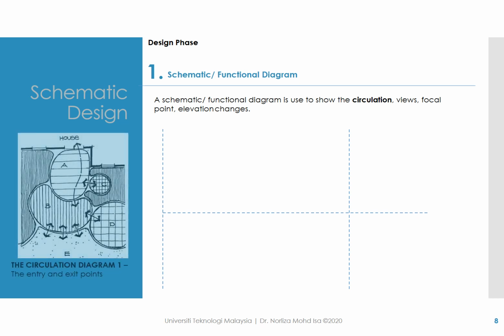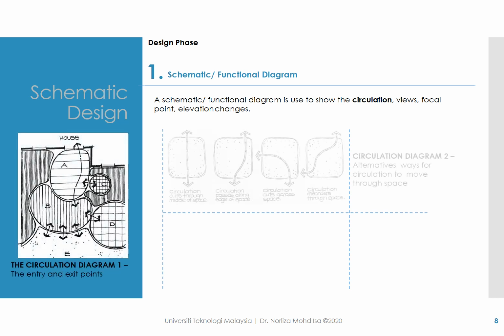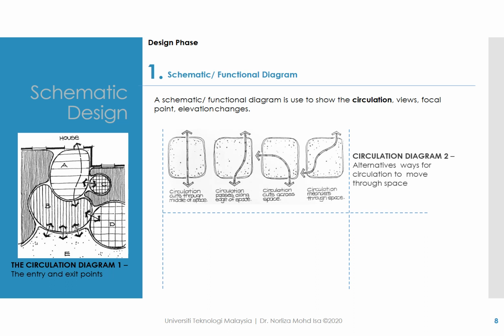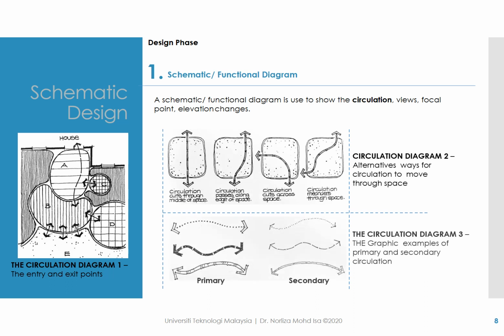A schematic or functional diagram is used to show the circulation. The circulation diagram 1 is to show the entry and exit points. Circulation diagram number 2 is to show the alternative ways for circulation to move through space. The circulation diagram number 3 shows the graphic examples of primary circulation at the left and the secondary circulation at the right.